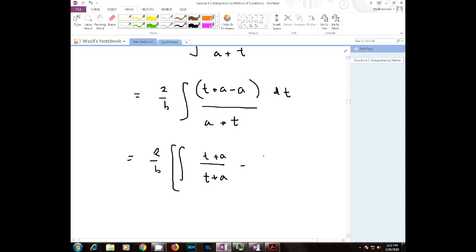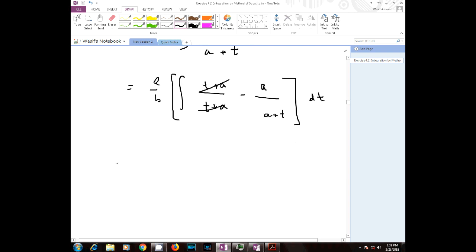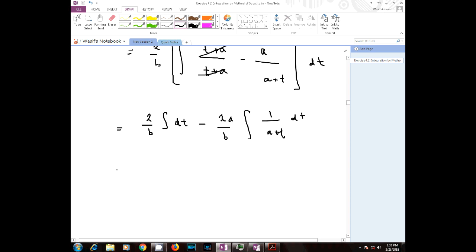minus a divided by a plus t dt. This thing gets cancelled with this one. Apply the distributive law: 2 divided by b integral of dt minus 2a divided by b the integral of 1 divided by a plus t dt. Simplify it, you would get 2 divided by b t minus 2a divided by b.